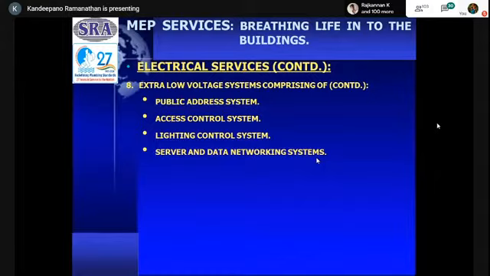Then server and data networking systems, you know what it is. Building automation system, this is for automating the operations of various services, what you saw just now, both mechanical and electrical services, and what you will see a little bit later, PHE services also, the plumbing services. This can be automated, and the operation and control can be brought to a single place, and it can be controlled through a single computer. Building automation systems.